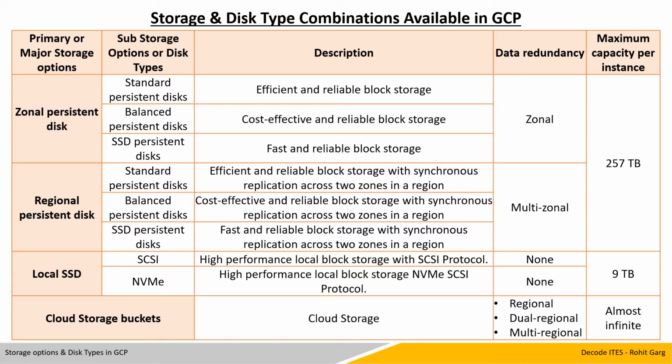You can see we have one more column which specifies the maximum capacity per instance. You can see zonal and regional persistent disks have the higher capacity of 257 terabytes, whereas local SSD is only 9 terabytes, because local SSDs will be local to that particular instance. That's why the storage limitation or maximum capacity of storage is very low. Cloud storage buckets are cloud storage, and data redundancy is regional, dual, and multi-region, and maximum capacity is almost infinite.